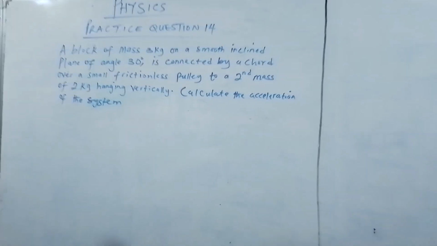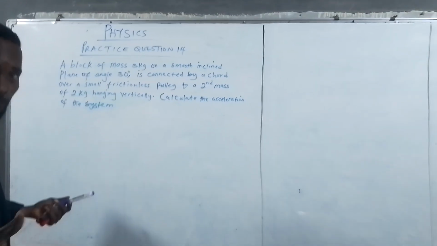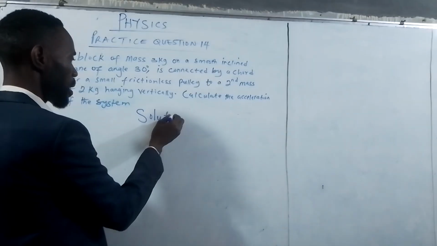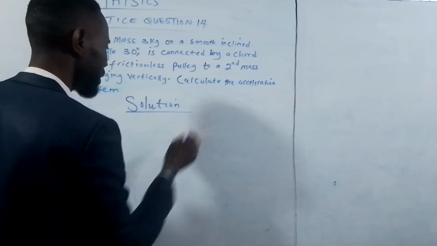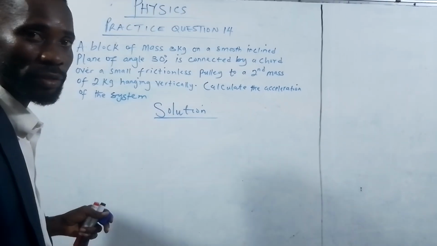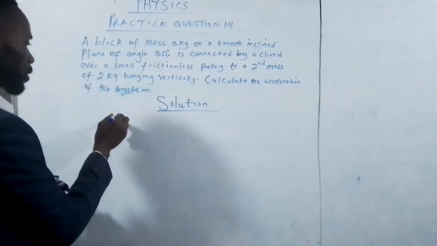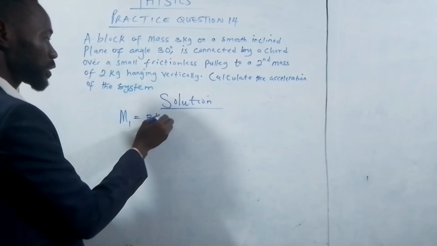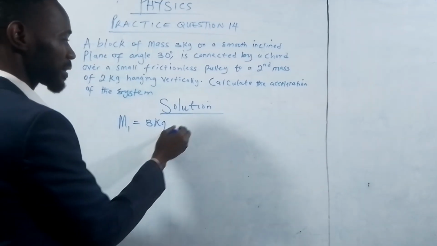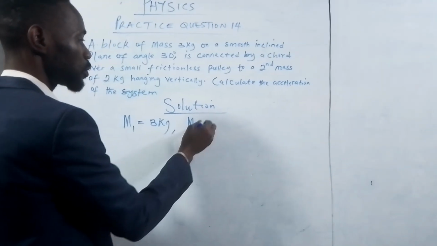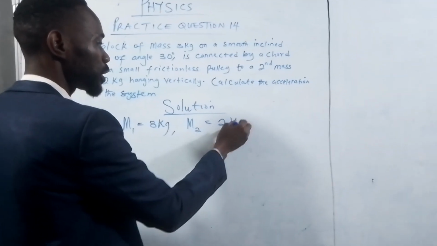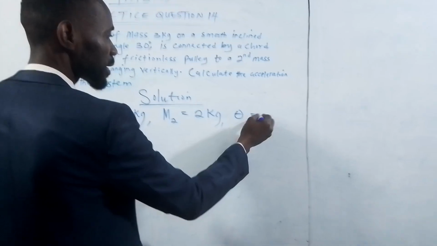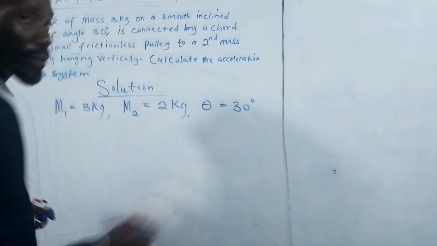Now, how do we solve this problem? Follow me as we solve this problem. Solution. The first thing we do is get the parameters in the question. Mass 1 is given as 3 kg, which is the first mass, and the second mass, M2, is given as 2 kg. And the angle of inclination, theta, is equal to 30 degrees.